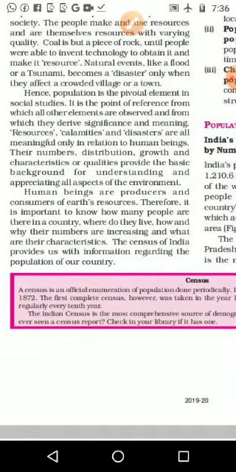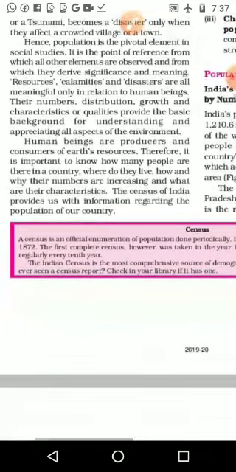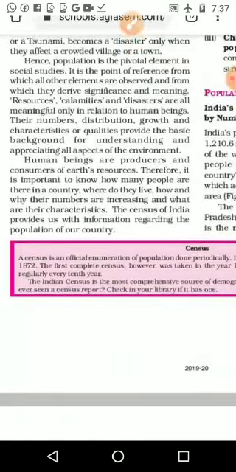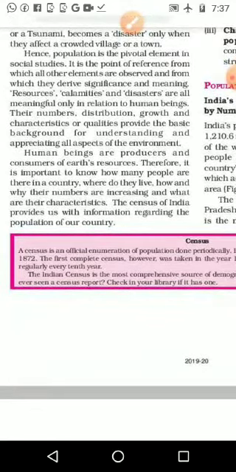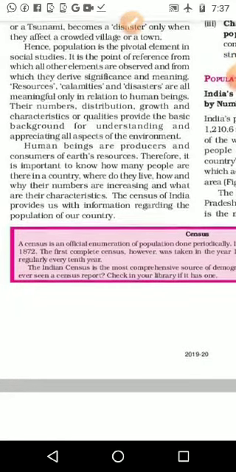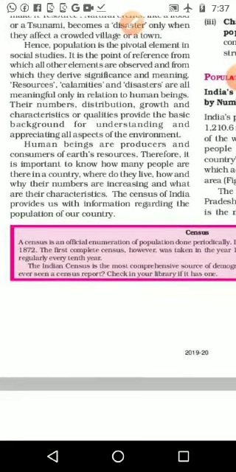So it is the thing which we can't avoid from our study. As the last chapter of geography, we are studying population. It is the point of reference from which each of the other elements is observed and from which they derive significance and meaning. When we refer to economics, political science, sociology or anthropology, all these sciences are related to social science.